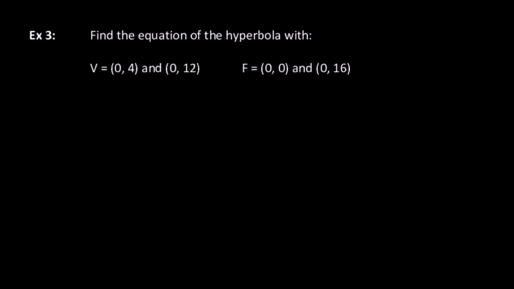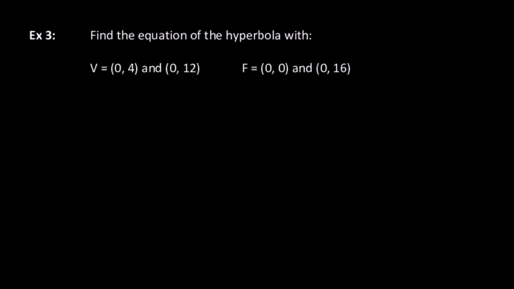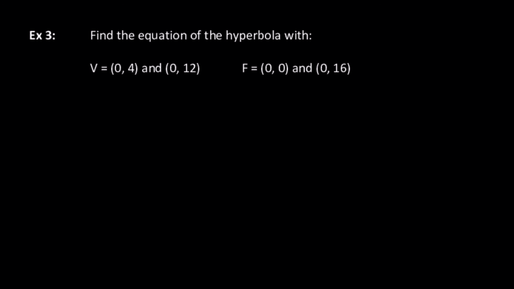So to find the equation of the hyperbola, first of all, I need to understand, is it left, right, or is it up, down? Because in this one, x squared would be positive, and in this one over here, y squared would be positive. So I think you can tell, 0, 4, 0, 12, for your vertices, it's going to be up, down. So I know going in, it's going to be y minus something squared over a squared minus x minus something squared over b squared equals 1. What do we need to get first? We need to get that center.